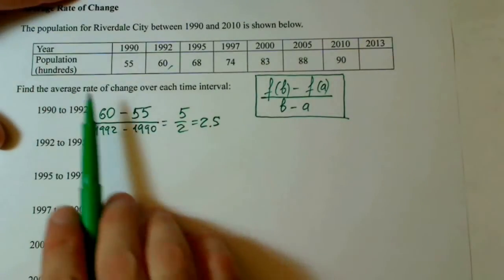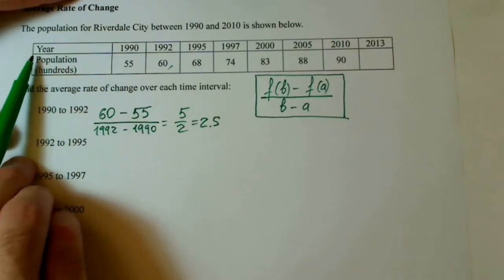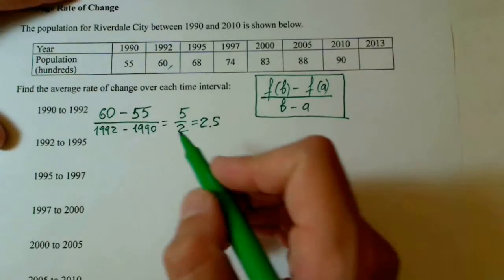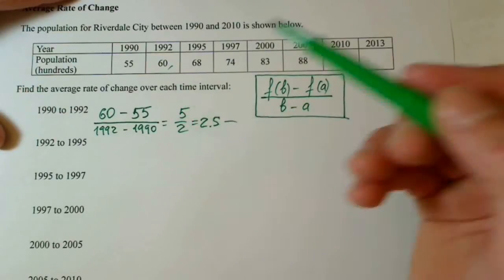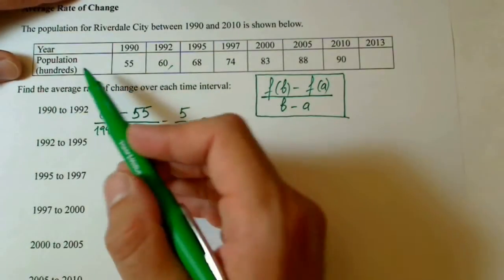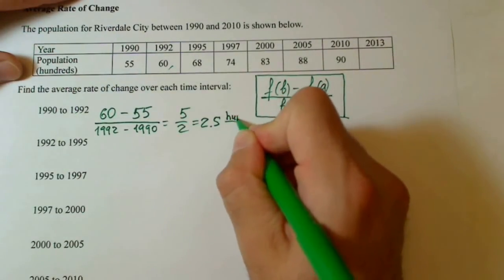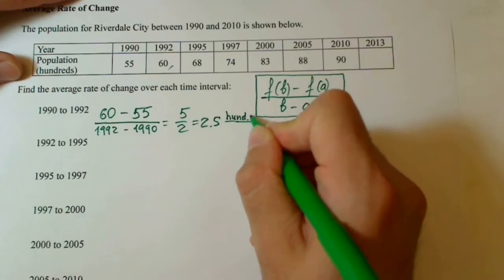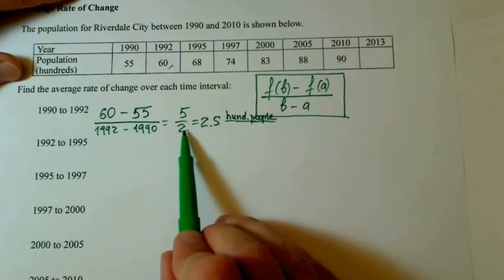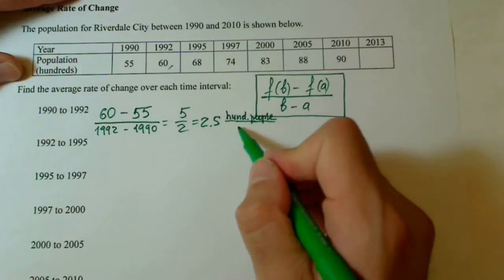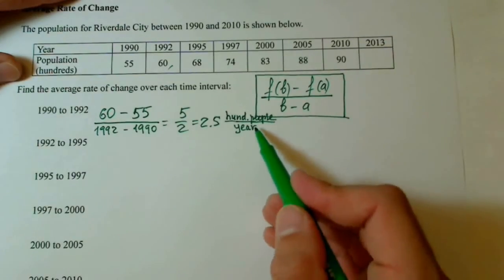Now we have to remember to always use units. Our units are right here: output in population of hundreds of people and input in years. Let's follow our calculations. On the top we had change in output, which was measured in population in hundreds of people, over input, which was years. Now we have 2.5 hundreds of people a year.